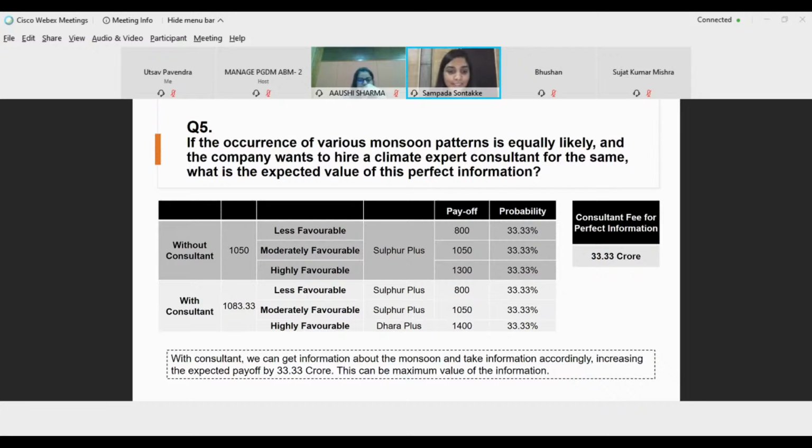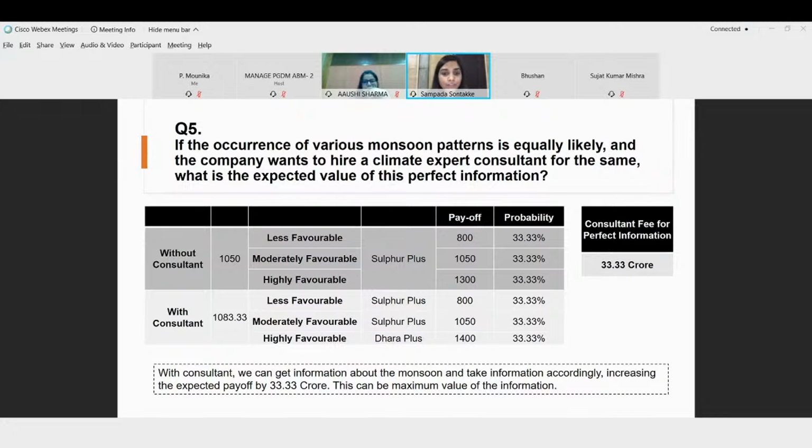Therefore, we can say that the maximum value of the perfect information that can be obtained from the consultant will be around 33 crores. Next slide.